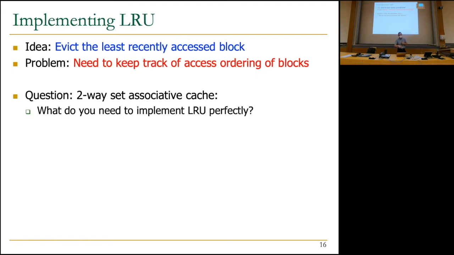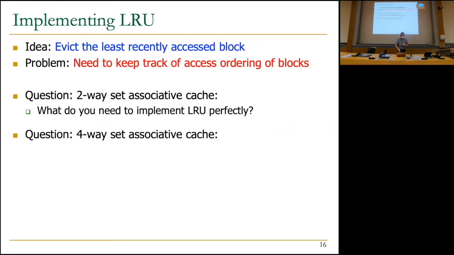Maybe the trick question is, if you have a direct map cache, how do you implement LRU? That's a trick, because in a direct map cache, you hopefully know that you have no replacement decision to make. You have only one location to put a block into, and you either replace that block or not replace that block. That's a different decision. You're not choosing which block to replace.